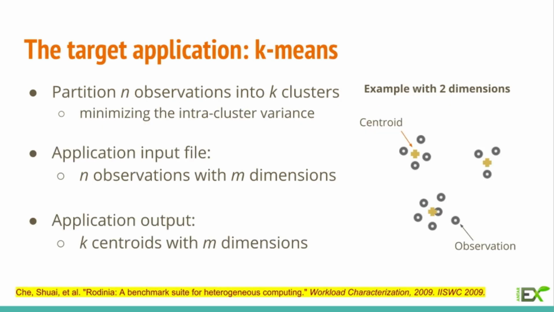The target application is a modified version of k-means from the Rodinia benchmark. The algorithm aims at partitioning n observations in k clusters, minimizing the intra-cluster variance. The input file contains the n observations with m dimensions, while the application results are k centroids with m dimensions.